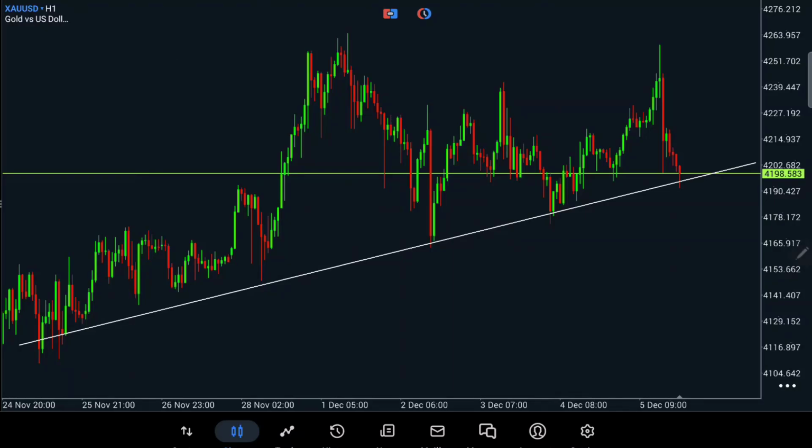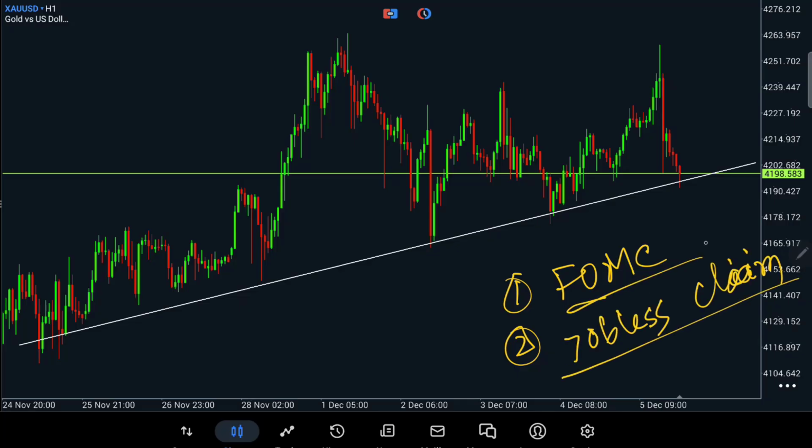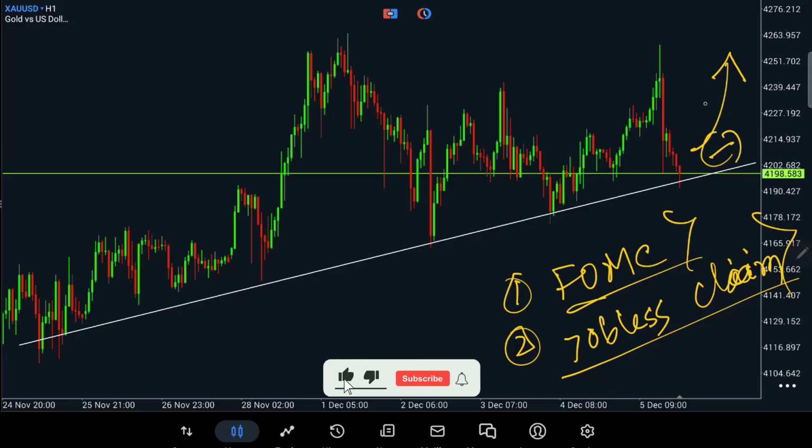There are also two things coming in the upcoming week. Number one is FOMC. Another one is jobless claims. You have to keep your concern on those two things also. If there is more of an interest rate cut from the Fed, then we can consider a buy entry for gold. If there is less of a rate cut, or there is a rate hike, we can consider a sell entry for gold. We'll update in a detailed video or detailed analysis in the upcoming week.